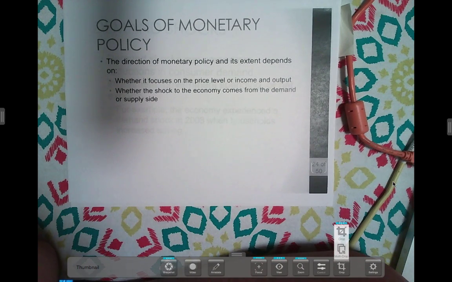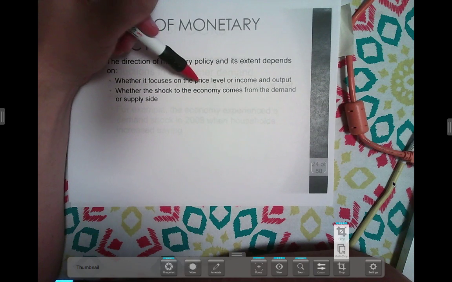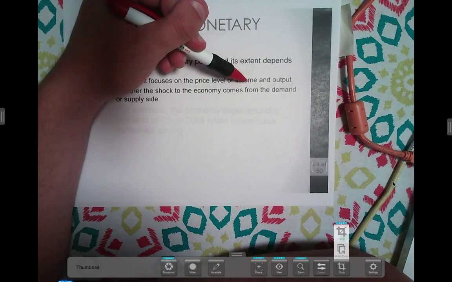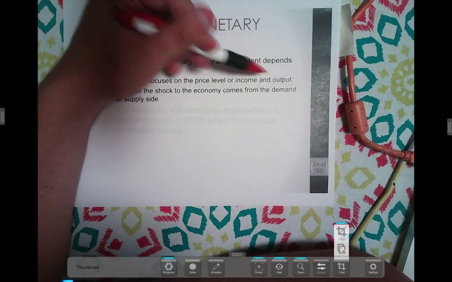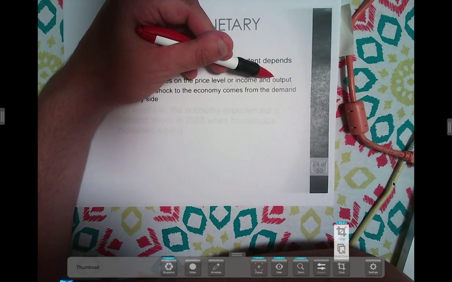So when we look at monetary policy then, we need to also look at what it is going to focus on. Is it going to focus on the price level, something that I said that generally economists think should be the top priority? Or are they going to focus on income levels? Are they going to focus on output and, related to output, the employment/unemployment levels?